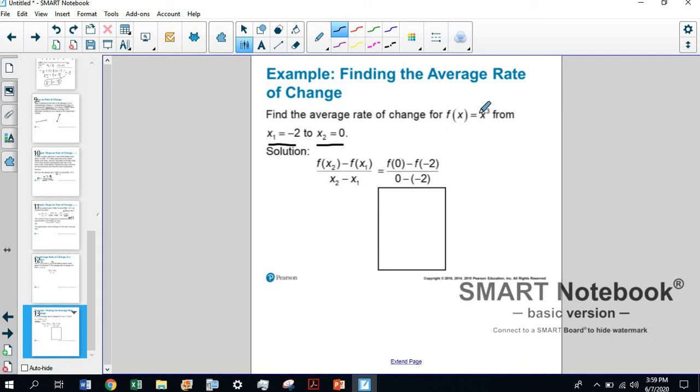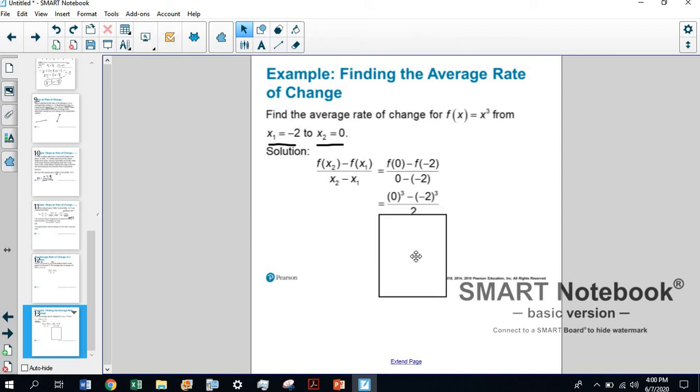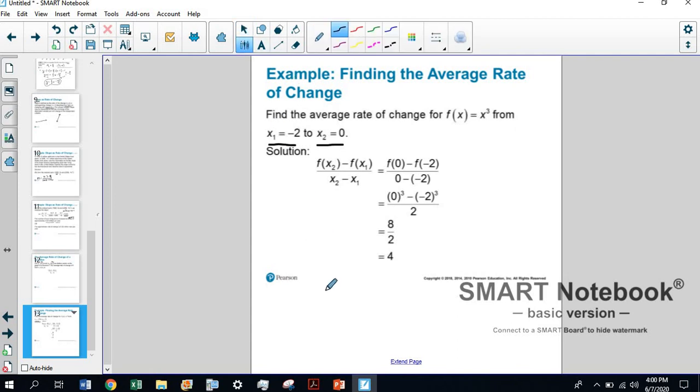You plug them in. F of 0, 0 cubed is 0. -2 cubed is -8, and 0 minus -2 is 2. And so you get an average rate of change of 4. Now, we don't have any units associated this time, but what does that mean? What does that look like? Let me give you a picture here of what's going on.